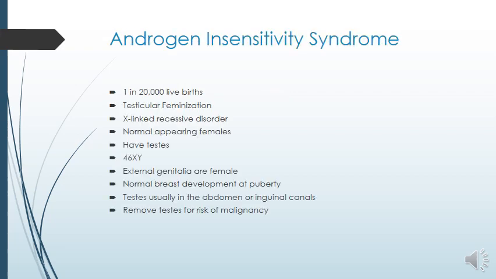I'd like to look at androgen insensitivity syndrome, which used to be called testicular feminization syndrome. It occurs 1 in 20,000 live births. It is an X-linked recessive disorder. Individuals who have this are normal appearing females. They have testes. They are 46XY. Their external genitalia are female. They have normal breast development at puberty. And the testes are usually in the abdomen or inguinal canals, and they have to remove their testes for risk of malignancy.